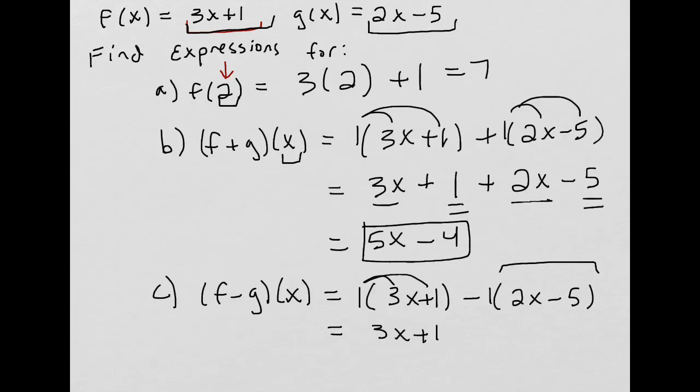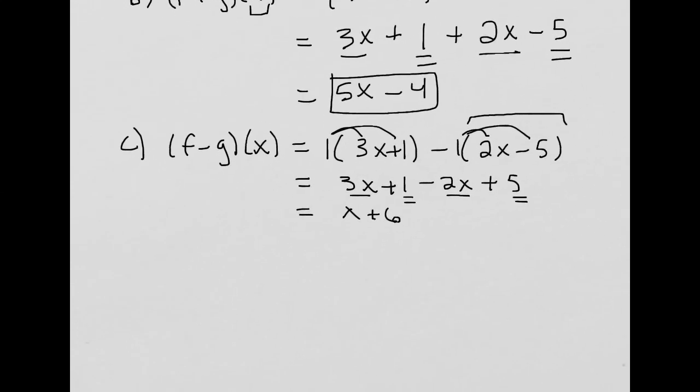But now with the second group, because there's like a negative 1 in front, when I distribute, negative 1 times 2x gives me minus 2x. And then negative 1 times negative 5 gives me a plus 5. So last step is just to combine like terms. So again, I have 3x and minus 2x. If I combine those, I just get 1x or x. And then I've got 1 plus 5 gives me plus 6. And that's it for part C.